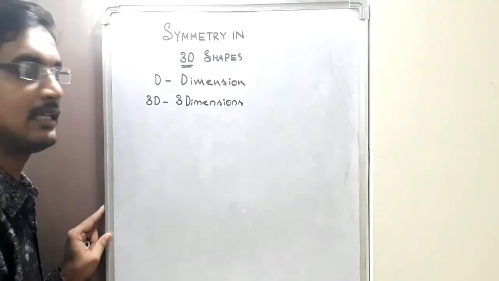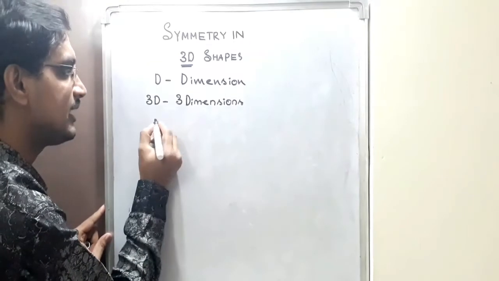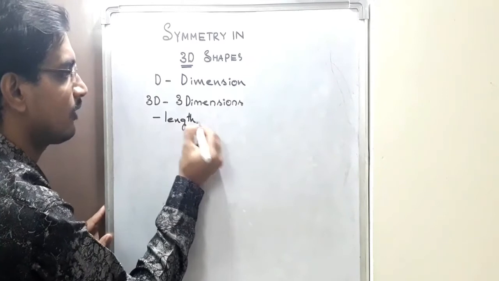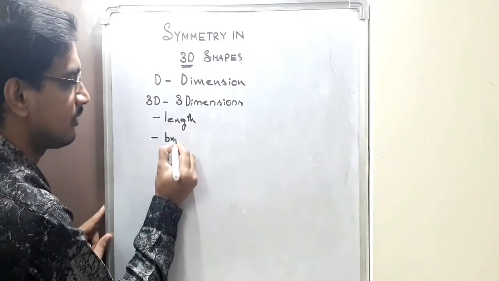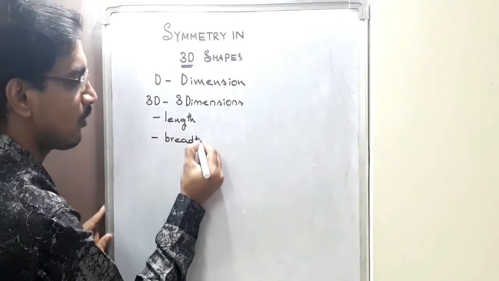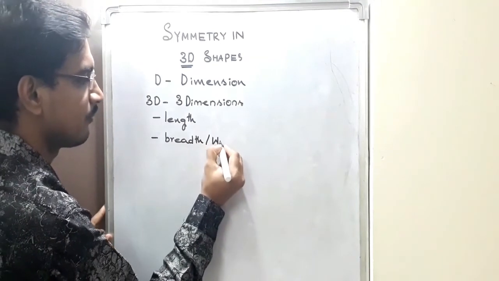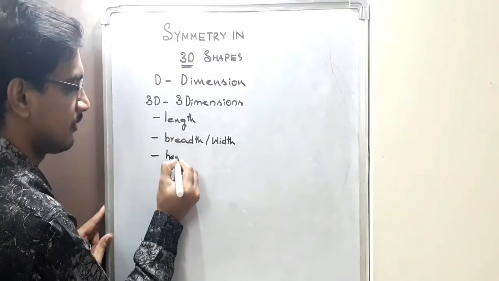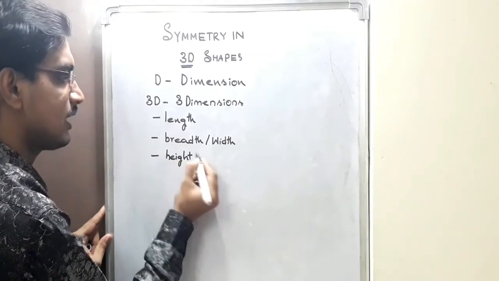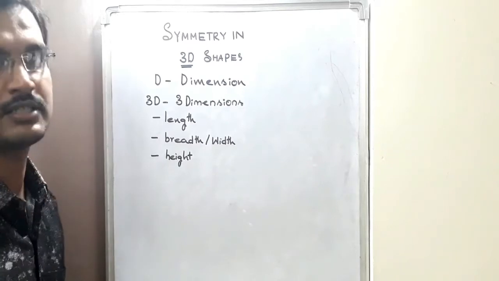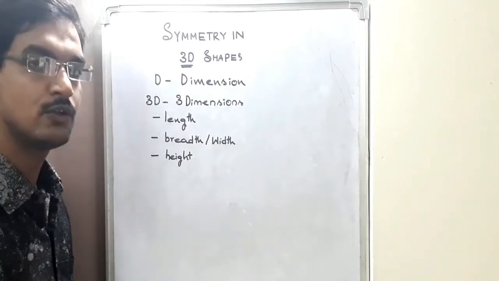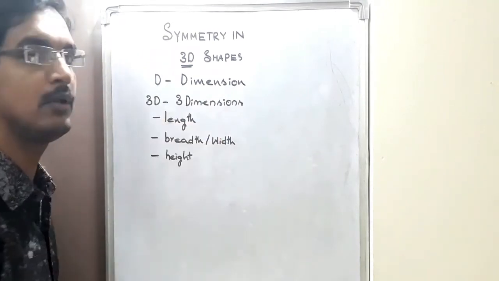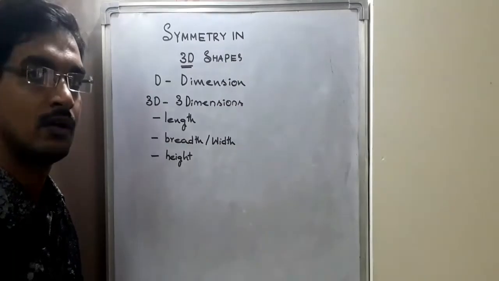So in our mathematical language, the 3Ds are, one is length, second one is breadth, sometimes we call it width also, and lastly height. So such figures we call 3-dimensional figures. So we are going to learn how the property of symmetry is going to be applicable for 3-dimension figures.